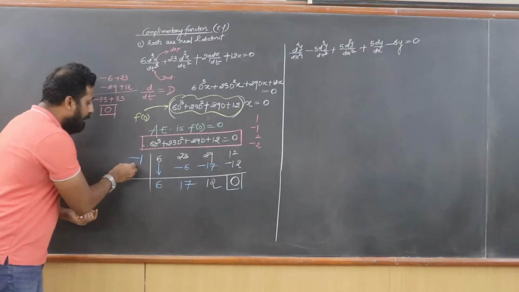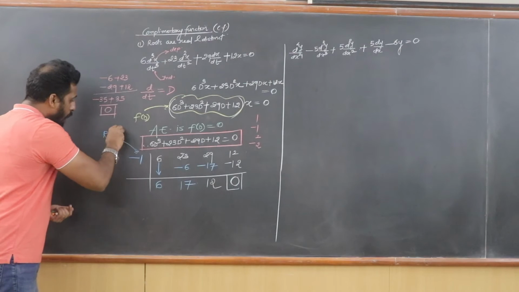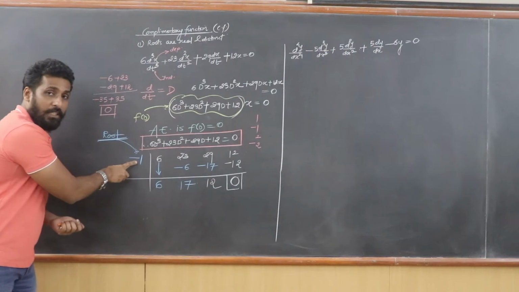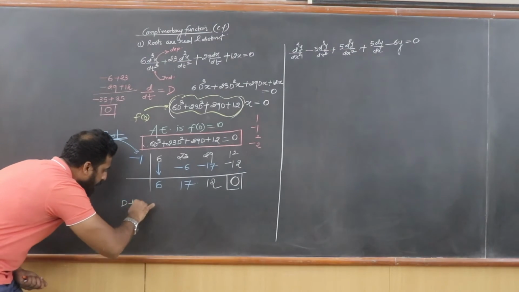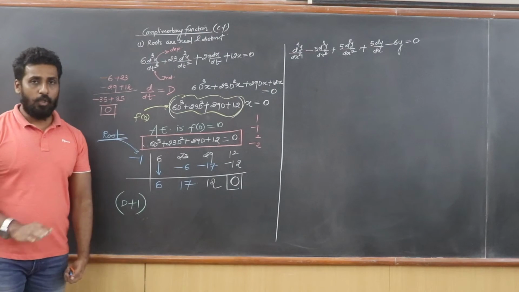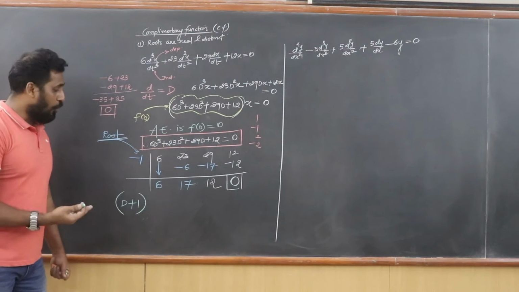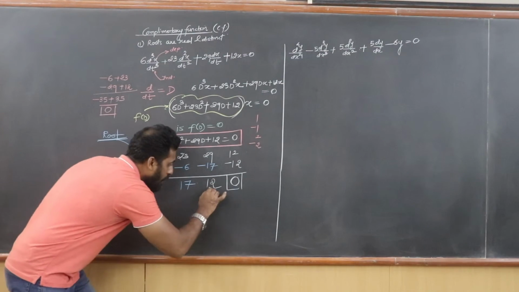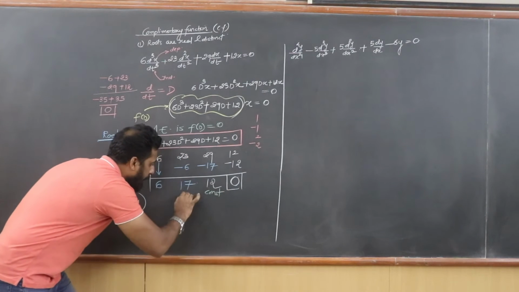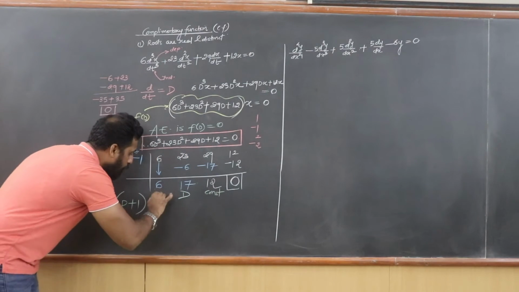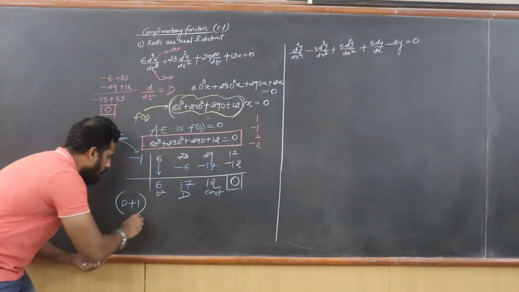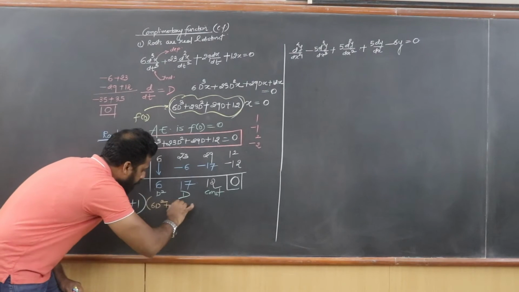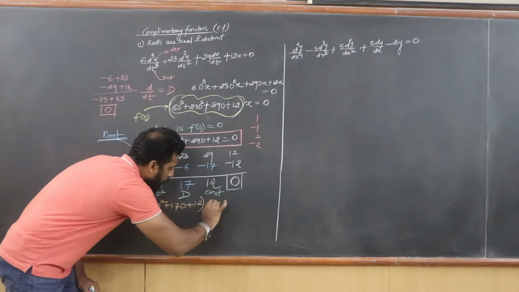Now, once I know that this is the root, the next thing is to write the factor. So, since minus 1 is the root, the first factor is D plus 1. That's your first factor. You want to write some other factors also. Now, if you observe these remainders, there is 6, there is 17, there is 12. See how do I write? The last term is your constant. 17 will come with D and 6 will come with D square. That means your equation here would look like 6D square plus 17D plus 12 equal to 0.